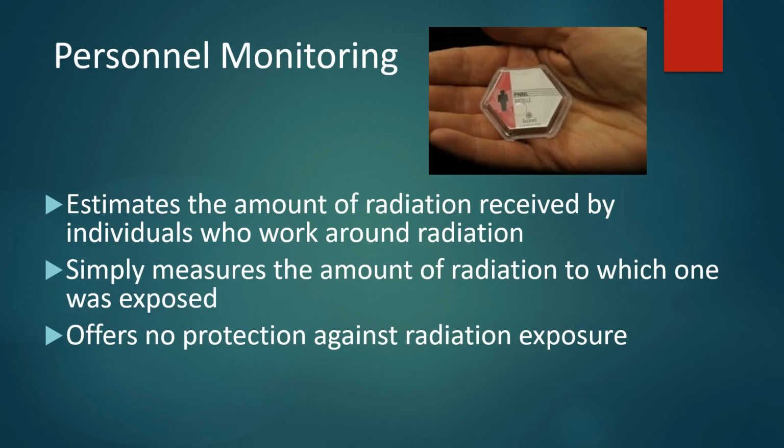To ensure occupational workers are not exposed to excessive amounts of radiation, personal monitors are used to assess the radiation exposure and are exchanged on a routine basis. The personal monitors simply measure the amount of radiation to which the person was exposed. The monitor itself offers no protection against radiation exposure.